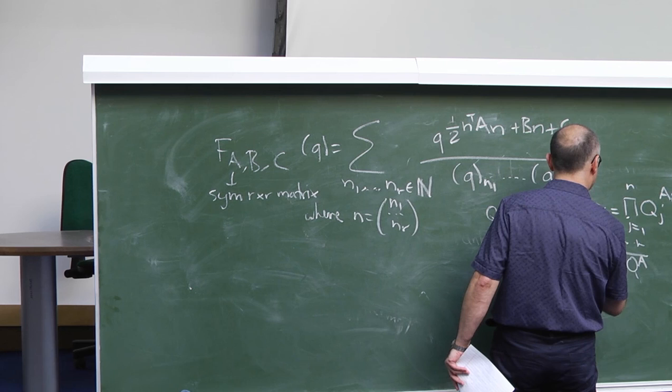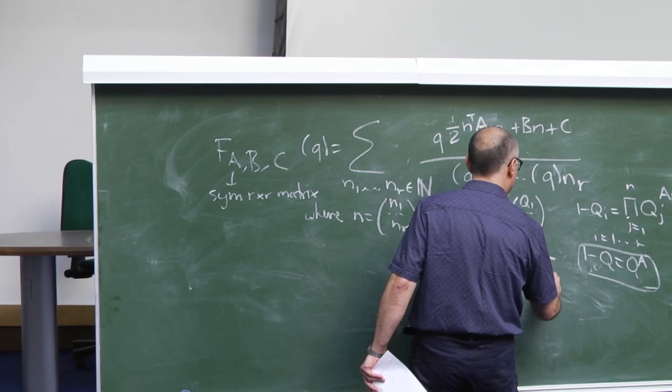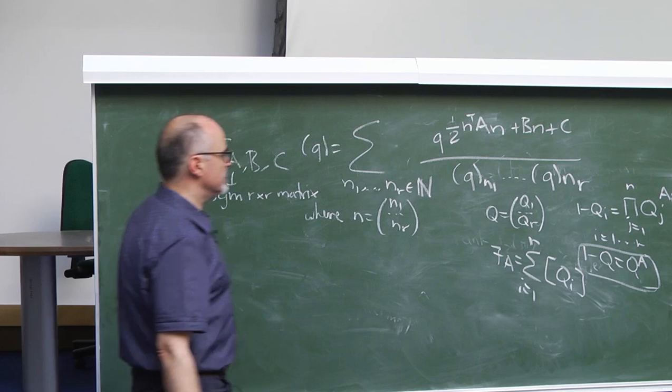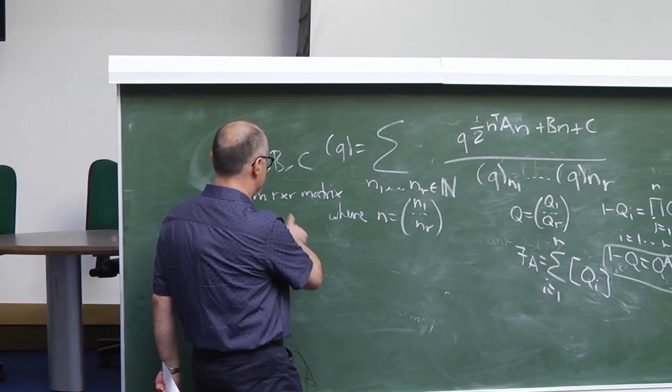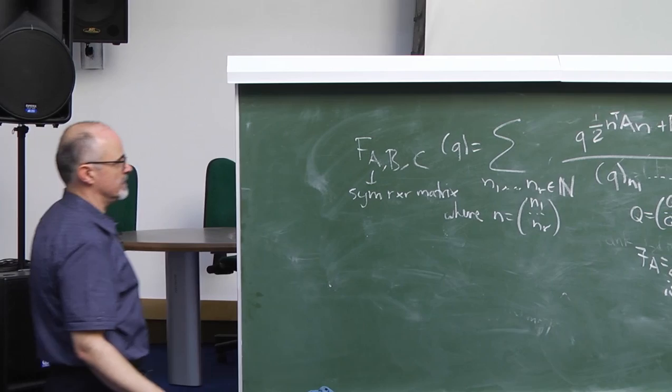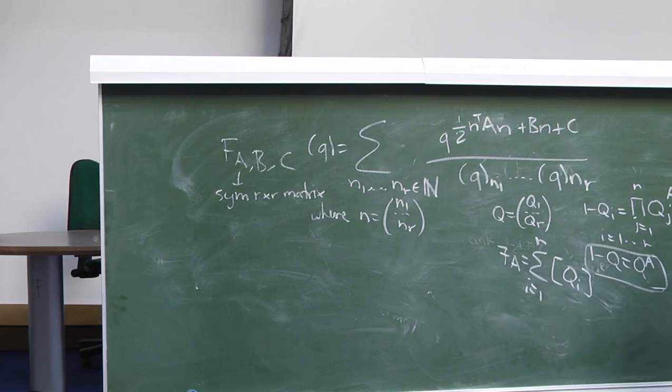And the element of the Bloch group is the sum of [q_i] from 1 to r, and you can prove that this is a well-defined element of the Bloch group because this is a symmetric matrix and using the wedge product, which is an exterior product. Okay, so, and when I say we have shown it for arbitrary rank, not just rank 1.